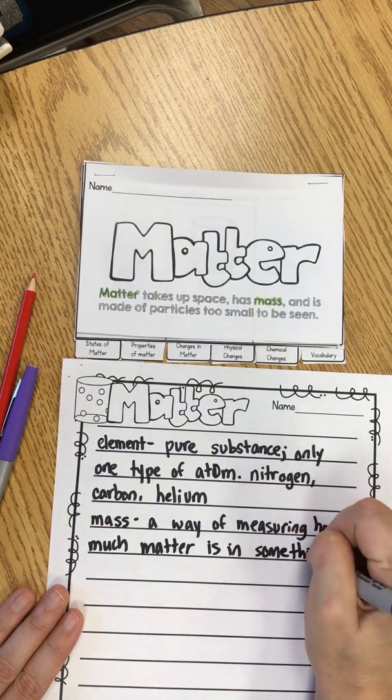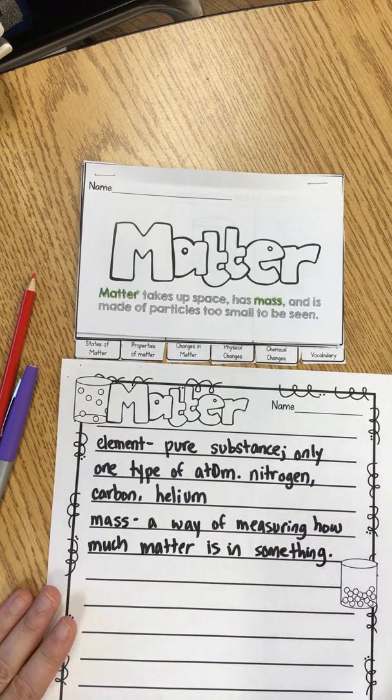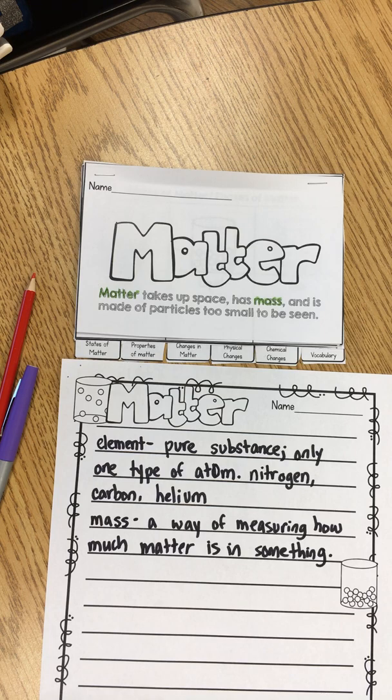Remember last week we learned that mass is different from weight, because the mass that is in something will never change no matter where it is, whereas weight is a way of measuring the effect of gravity on something, and gravity, as we know, changes depending on where you are. So if we go to the moon or different planets, your weight might change because the gravity of those places is different, but your mass will never change. The amount of matter that is in something is its mass.